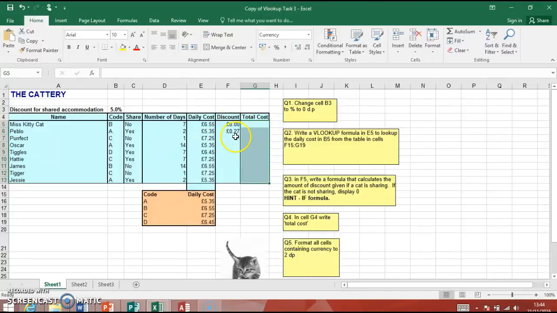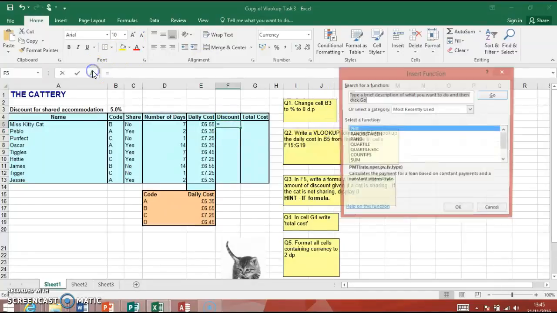What we need to do is program it. We were manually doing the logical test ourselves in the if statement. We were looking to see if the cat was sharing. If that was saying yes, we would do that times that. If that says no, we would just type in naught. So we just do the same with an if statement. So let's have a go at this.